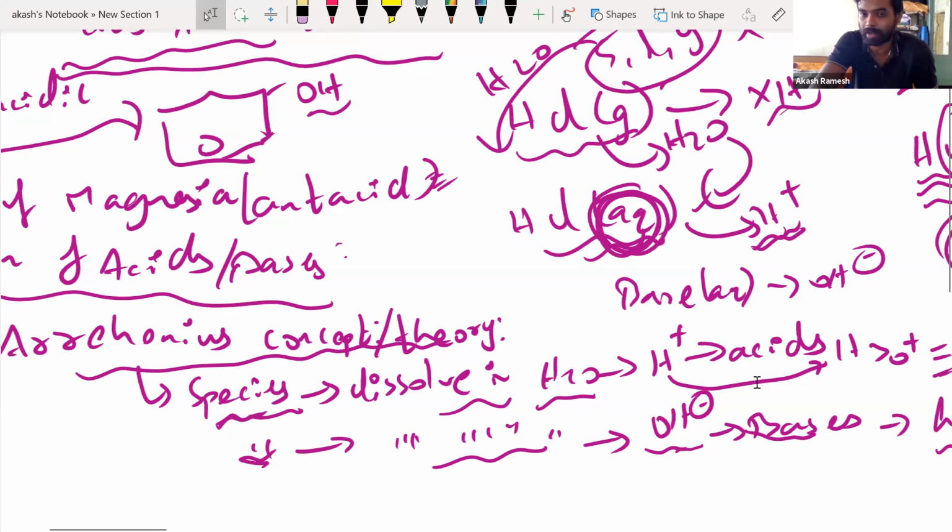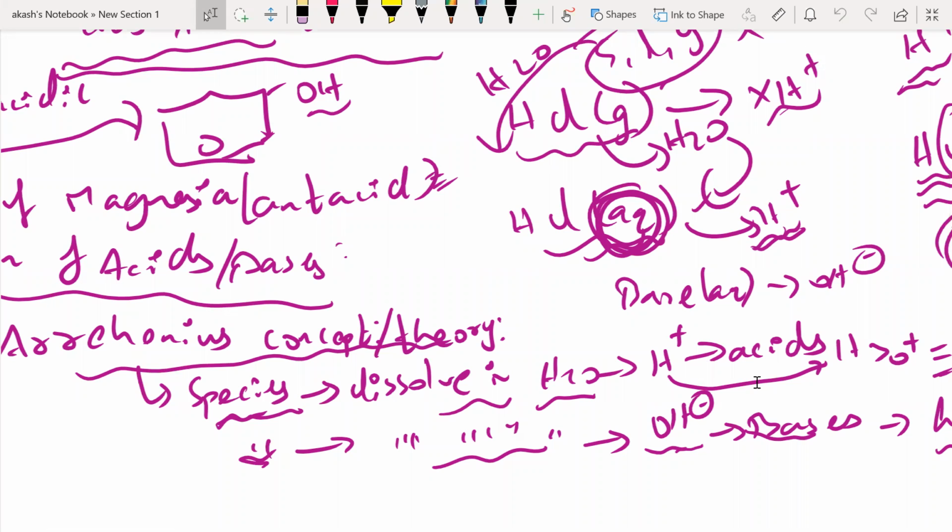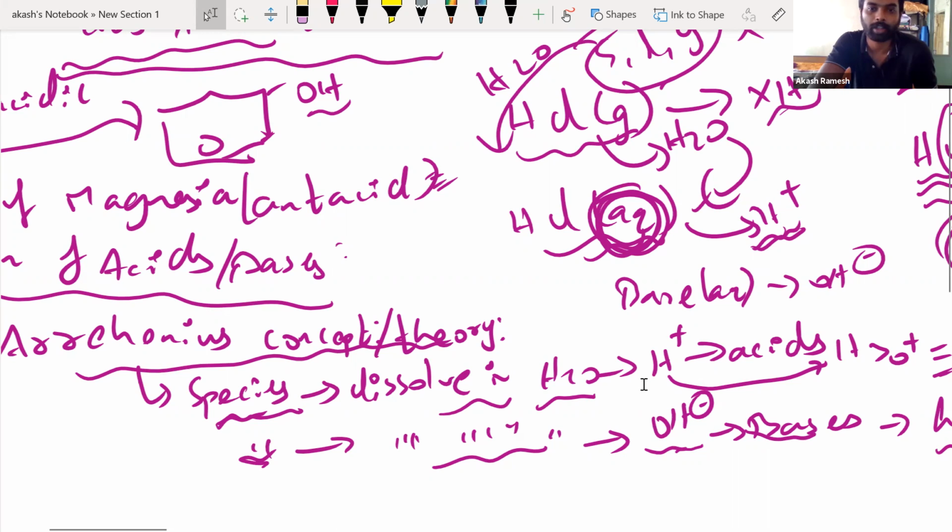What is the name of this H3O plus ion, guys? Hydronium ion, sir. Right, hydronium ion. Good. So if I produce H plus or H3O plus when that species is dissolved in water, then it's called an acid. The same thing, if I dissolve something in water and I produce OH minus, the hydroxide ion, then it is called a base.